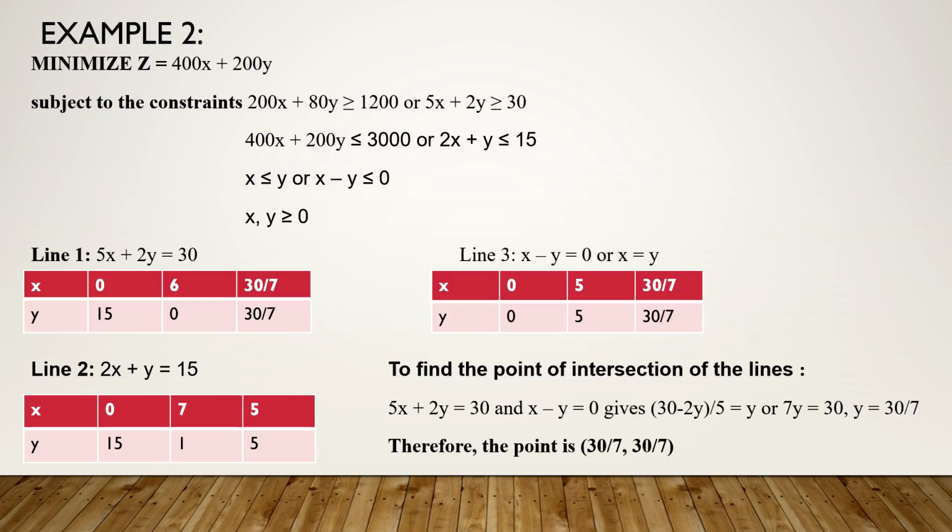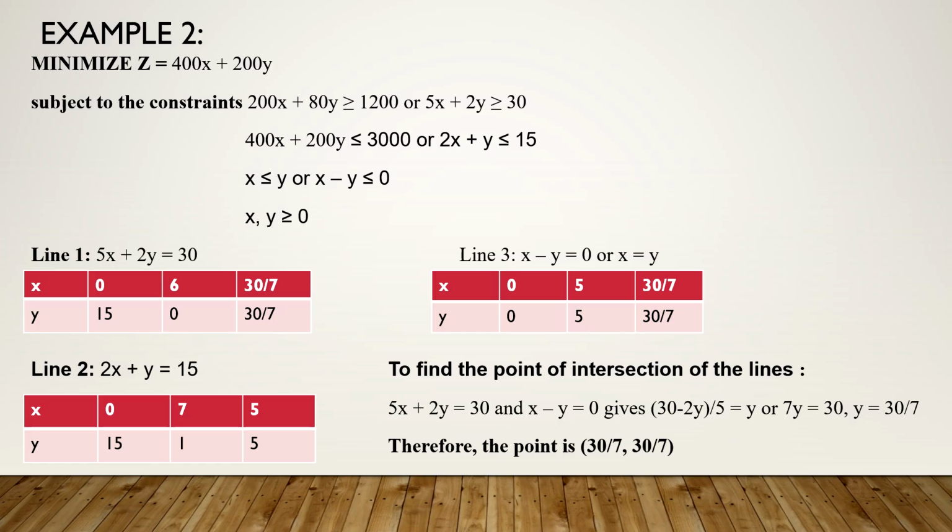After formulating the problem, we need to solve it, but for that first we need to find the points which represent the three given lines. The first inequality is 200x plus 80y greater than or equal to 1200. Remember, both sides you can divide by the common factor, which is 40, to make the inequality simpler. It will now become 5x plus 2y greater than or equal to 30. You can do this with the constraints, but obviously you cannot do it for the objective function.